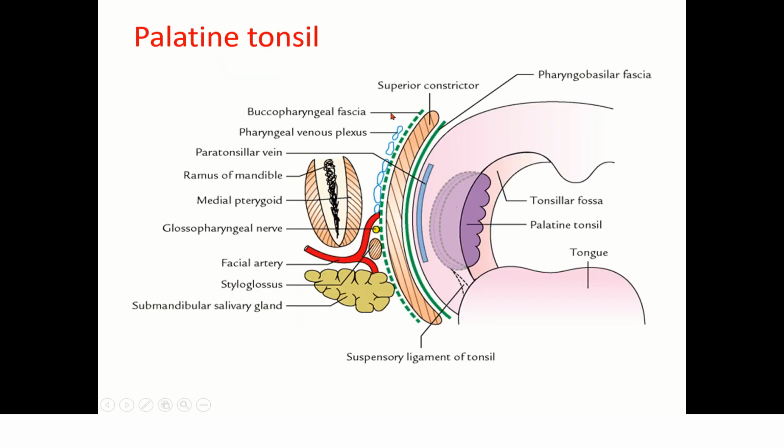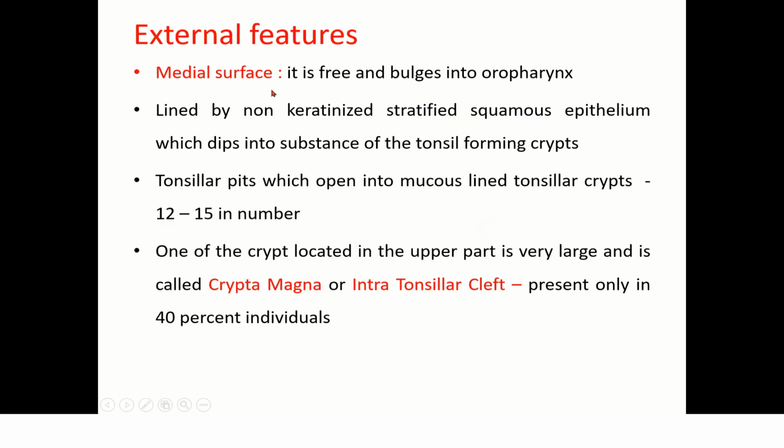So this is the medial surface. The features of the medial surface are like this. It is free and bulges into the oropharynx, lined by non-keratinized stratified squamous epithelium, which dips into the substance of the tonsil forming crypts. First, these crypts begin as pits. Pits are the structures which are seen on the surface. These pits will open into the mucus-lined tonsillar crypts, which will be 12 to 15 in number.